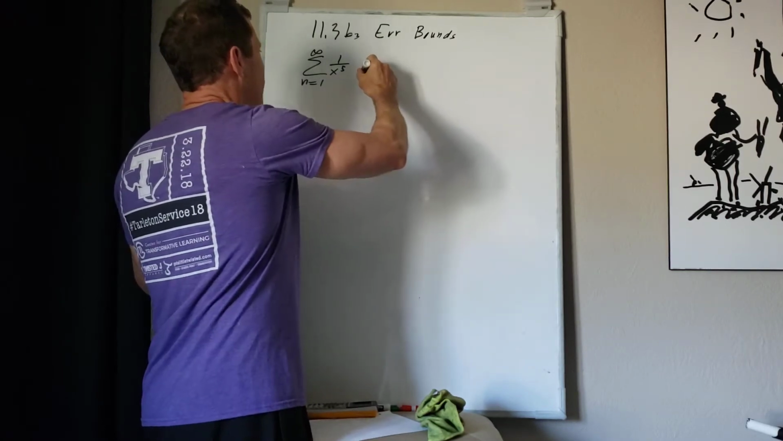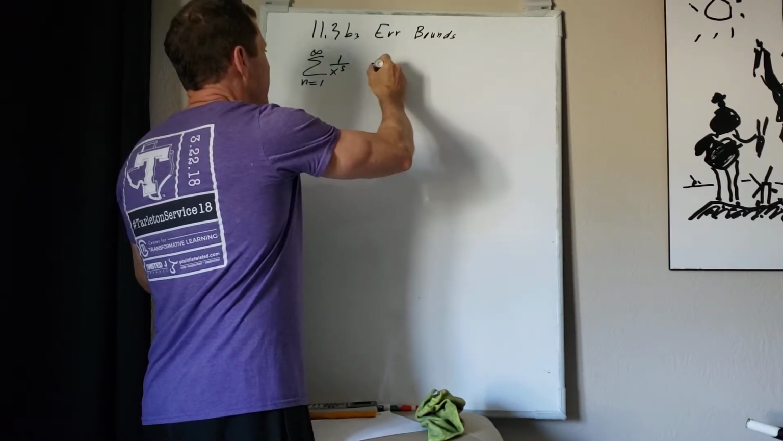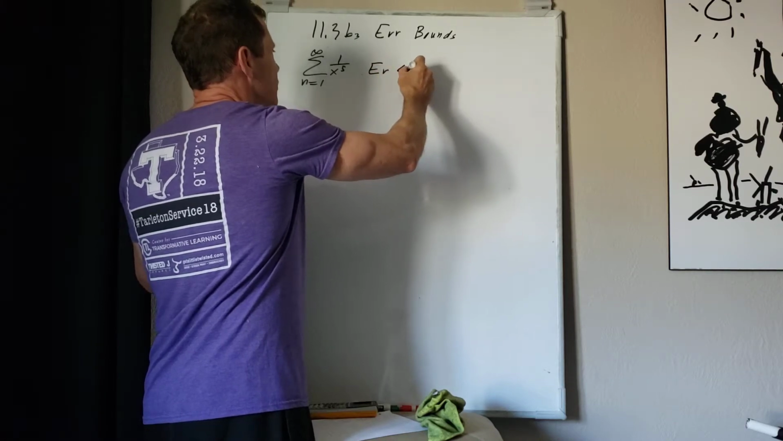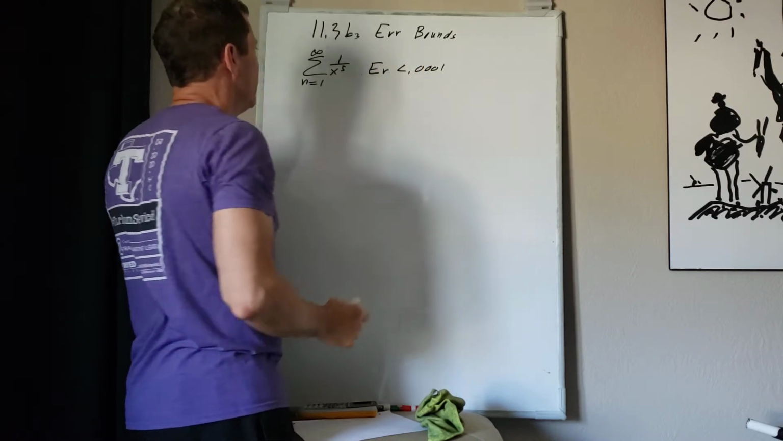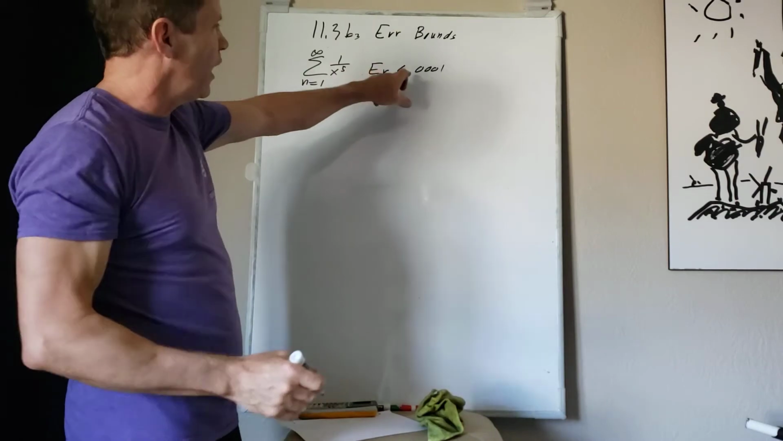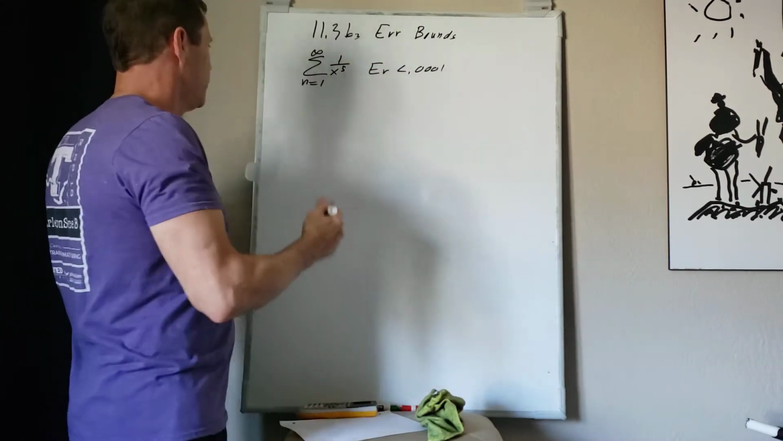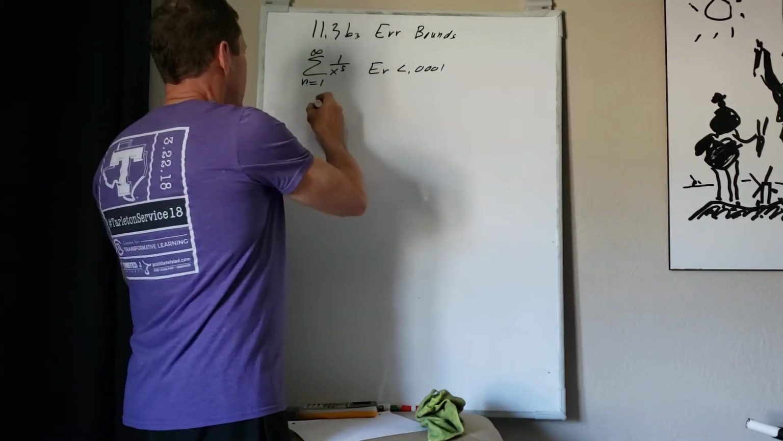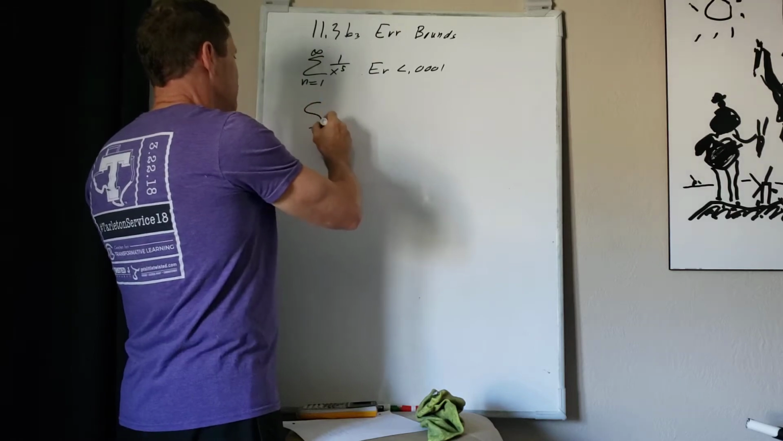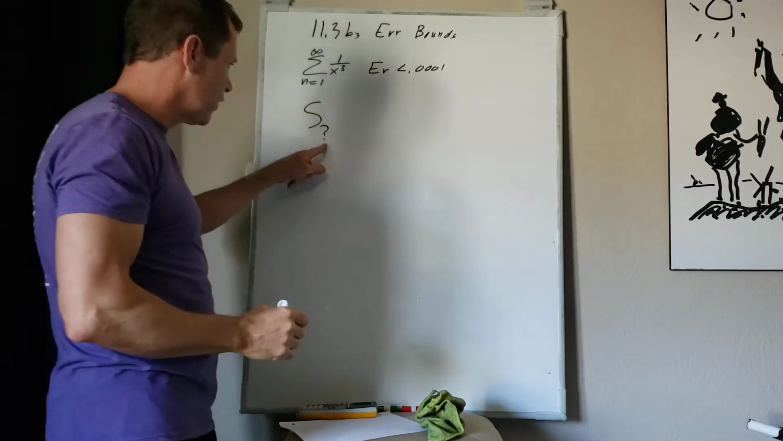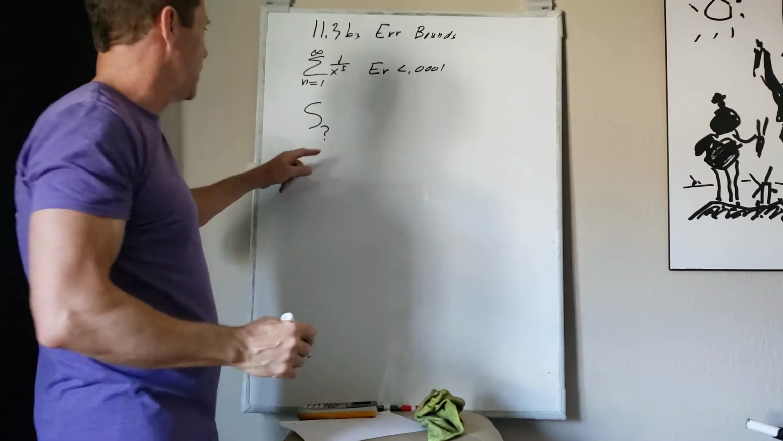So what my boss wants to know is, he wants the error to be less than 0.0001 when I do this. So I want to approximate this with an error less than that much. How do I do that? Well, I'm going to approximate it with S_N. How big? I don't know. I need to figure out what big N is going to be.